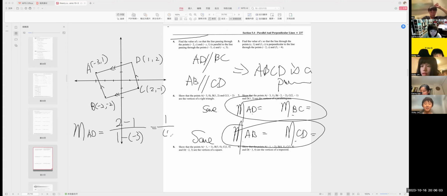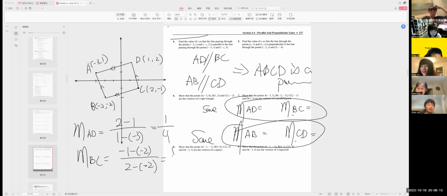Then you 1 over 4. Do you have M A D? M B C? Wait, mom makes man on a mission. That's mom, 1 over 4. 1 over 4, yes, these two are both 1 over 4, so they are parallel, right?